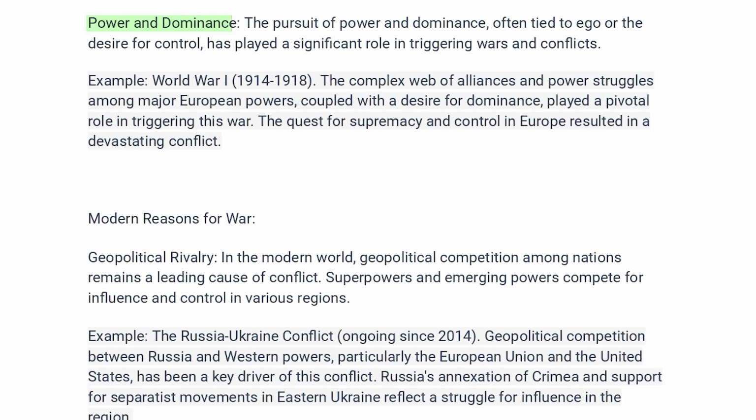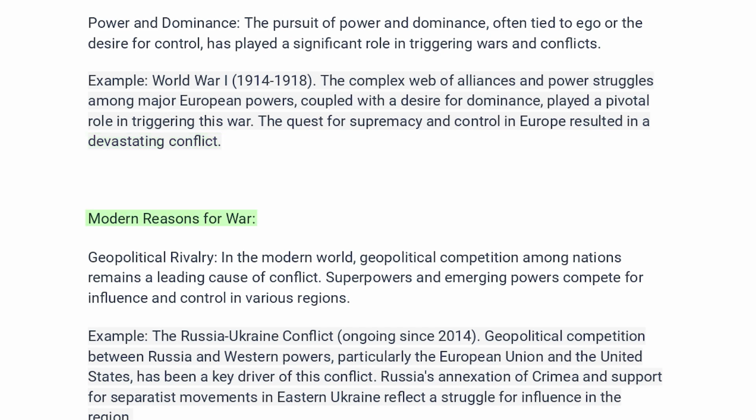Power and dominance. The pursuit of power and dominance, often tied to ego or the desire for control, has played a significant role in triggering wars and conflicts. Example: World War I, 1914–1918. The complex web of alliances and power struggles among major European powers, coupled with a desire for dominance, played a pivotal role in triggering this war. The quest for supremacy and control in Europe resulted in a devastating conflict.